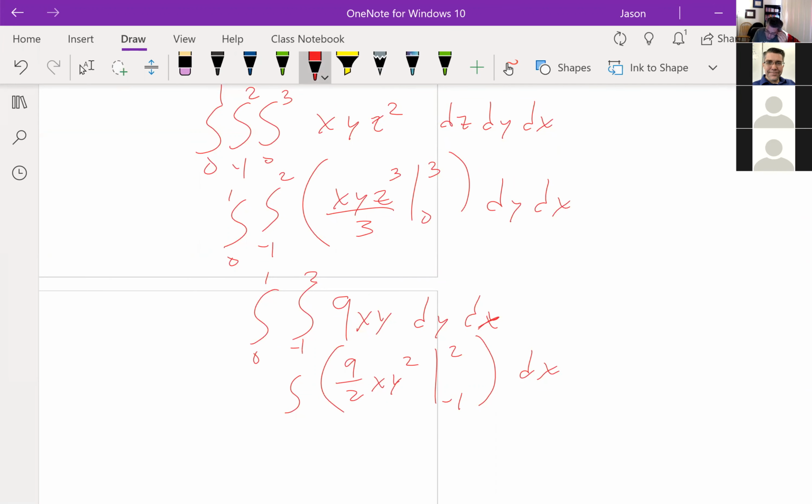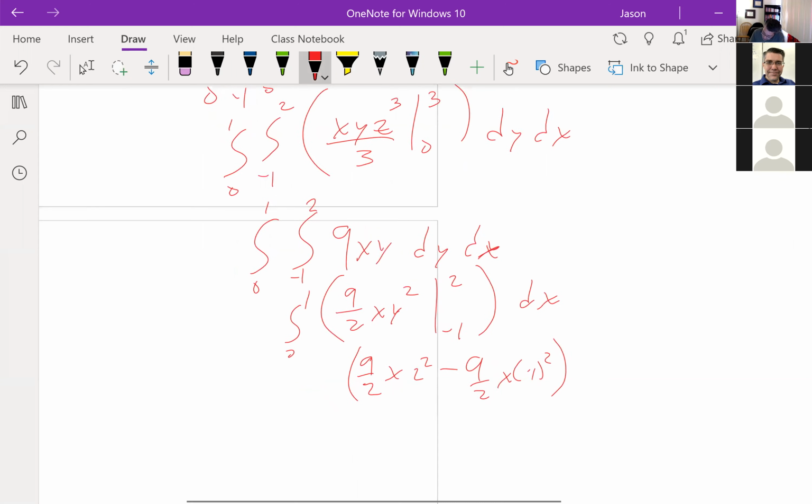Okay, y from -1 to 2, and x from 0 to 1. And then this is going to be 9 halves. Plug in for y. This is going to be x times 2 squared, minus 9/2 x times -1 squared, dx.